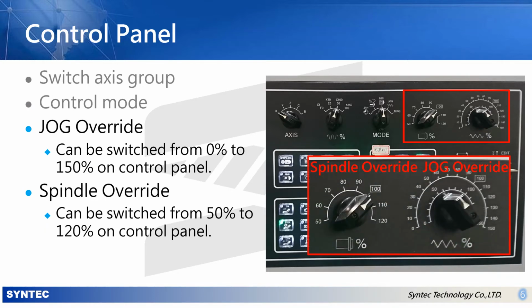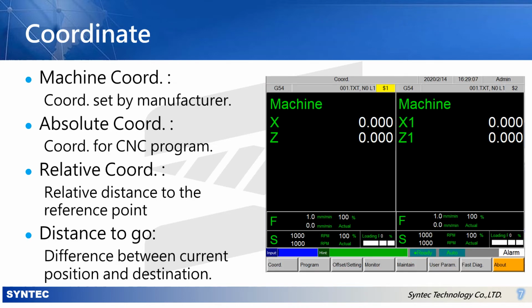There are rotary switches to change jog and spindle override, which can be switched to a smaller value to protect the machine. Machine coordinates were set by the machinery manufacturer. Absolute coordinates are the reference coordinates for the CNC program. Relative coordinates can be used to observe the relative distance between specific points by using the zero relative coordinates function. Distance to go represents the difference between the current position and the destination in the NC file command.